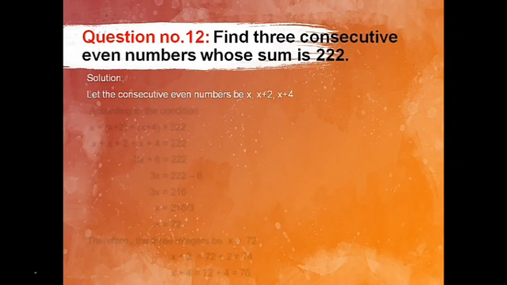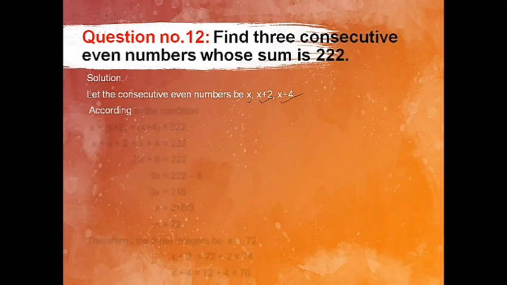Next question, question number 12. Find three consecutive even numbers whose sum is 222. Three consecutive even numbers and whose sum is 222. So the solution, let the consecutive even numbers be x, x plus 2 and x plus 4. So here we have taken the first integer as x, then it is given that they are consecutive even numbers. So we will add 2 to x to get the next even number, and then we will add 4 to x to get the next even number.